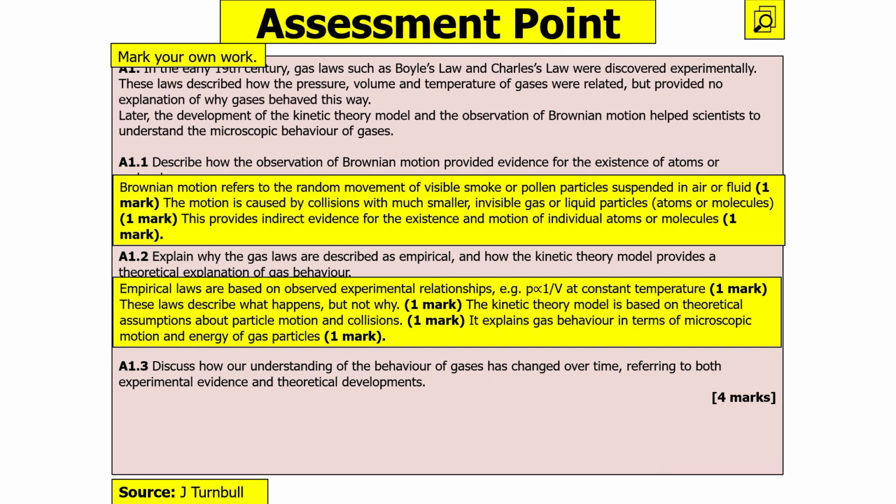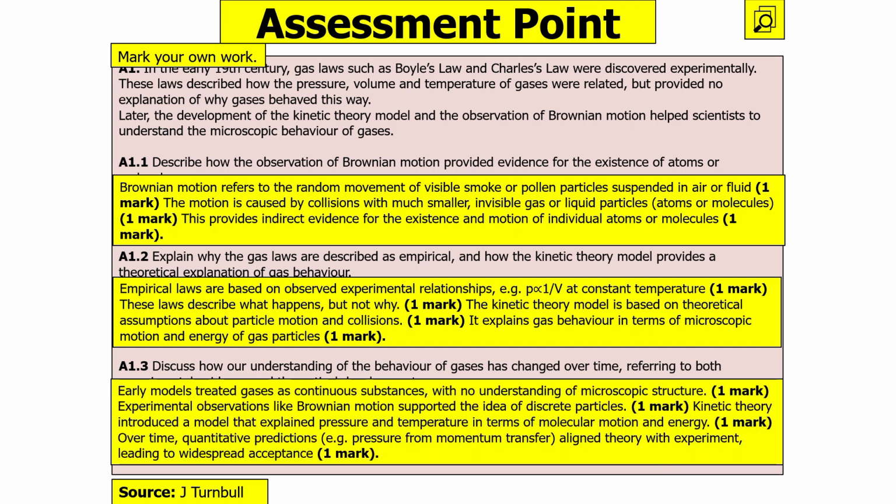Now, the empirical laws are based on observed experimental relationships. For example, P is proportional to 1 over V at a constant temperature. These laws are describing what happens, but not why. The kinetic theory model is based on theoretical assumptions about particle motion and collisions, so it does explain gas behaviour in terms of microscopic motion and the energy of gas particles.